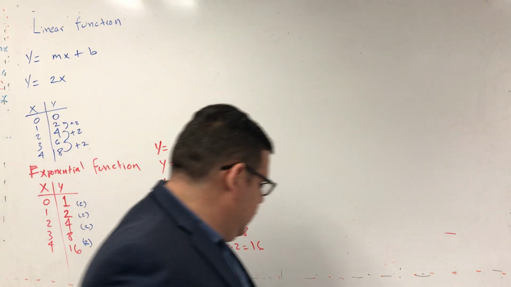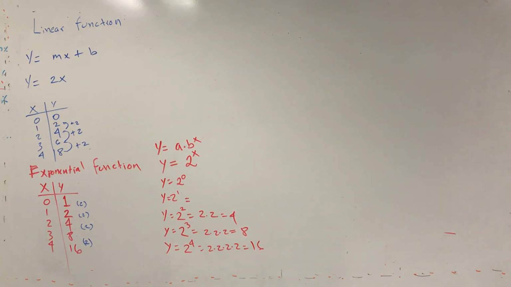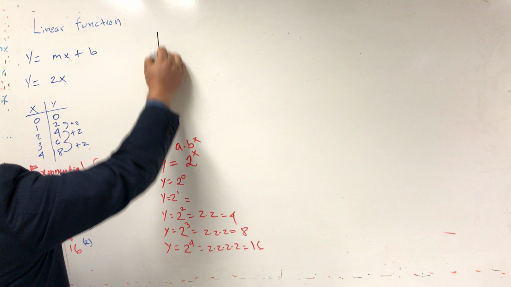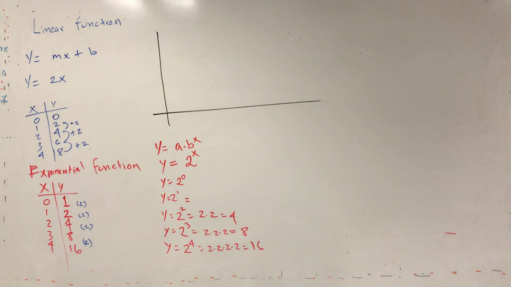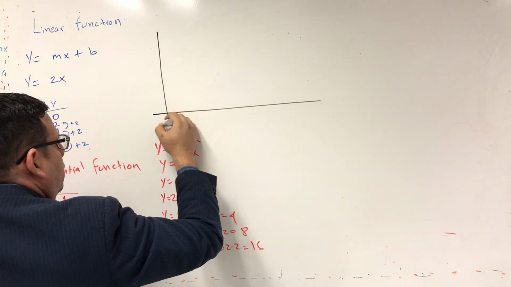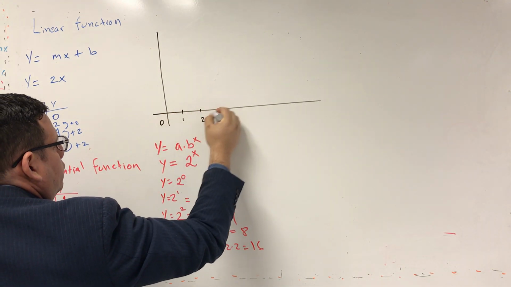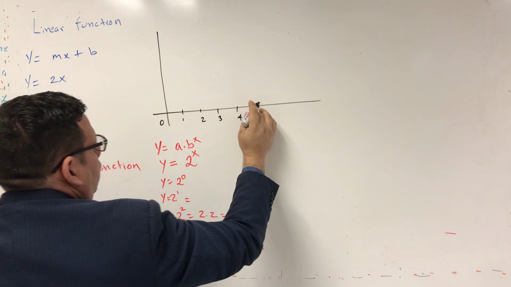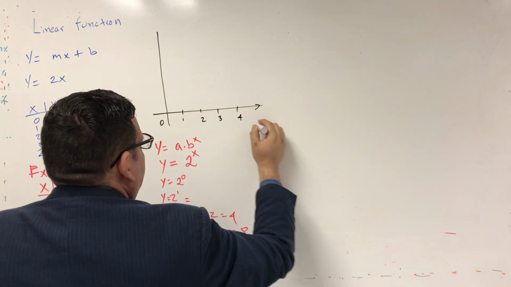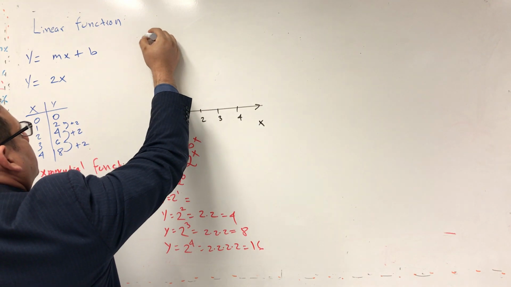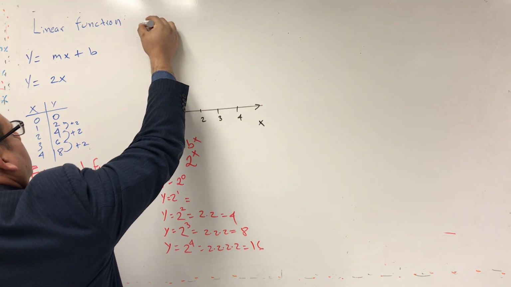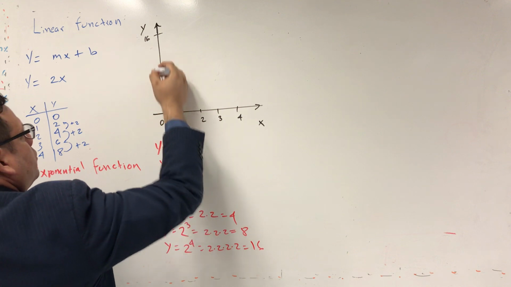This is something that you already know. The graph will be in the first quadrant. We have values 0, 1, 2, 3, and 4 for the x-axis, and for the y-axis we have values up to 16. So let's do it in the best possible way.